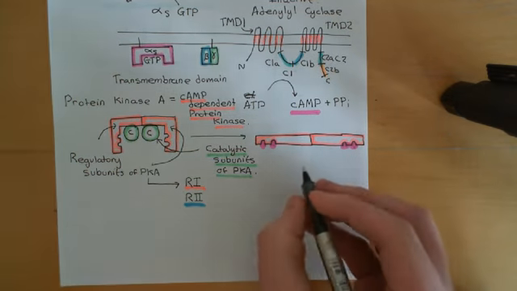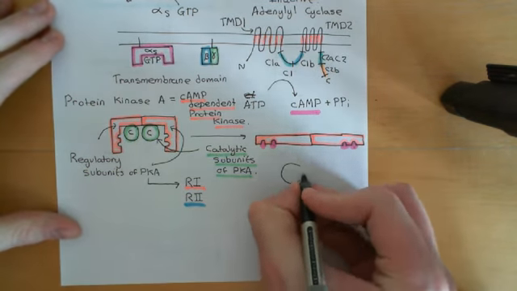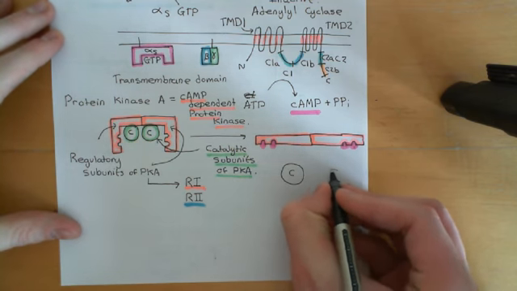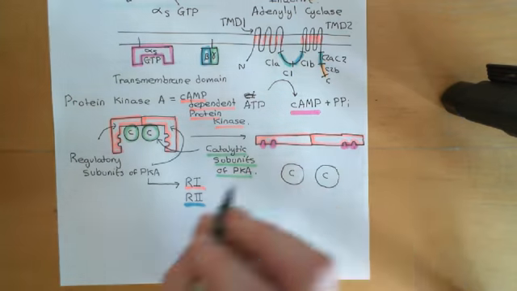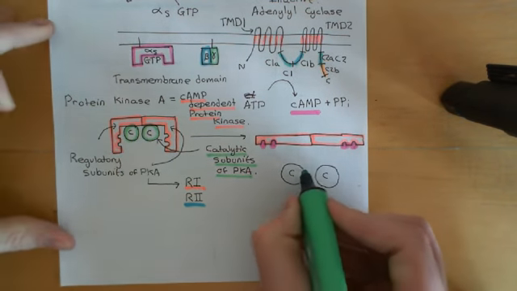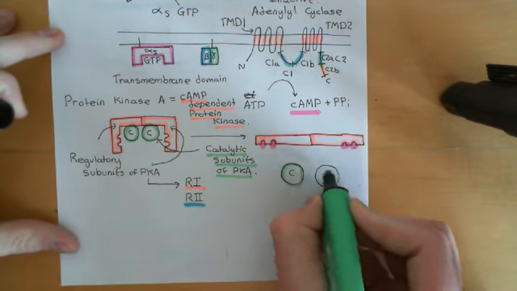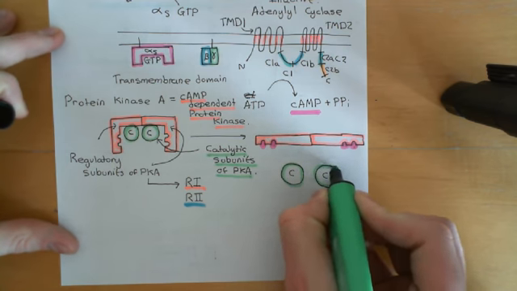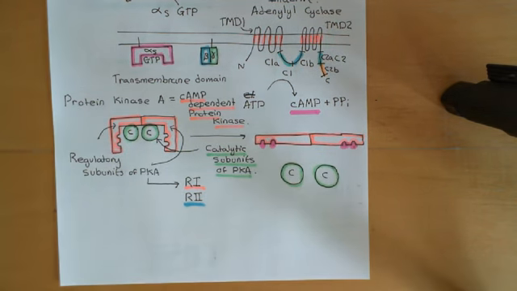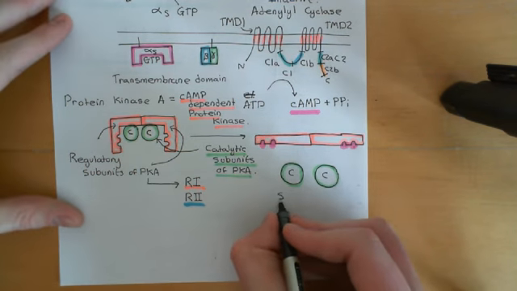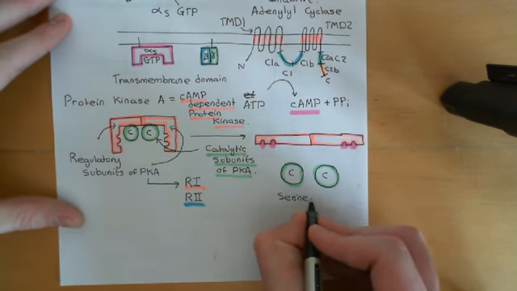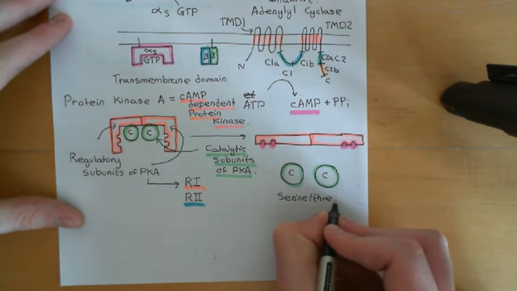That then releases the catalytic subunits from the regulatory subunits, and note the regulatory subunits still remain in their regulatory subunit dimer here, but they release the catalytic subunits, and each of these two catalytic subunits can then go on to phosphorylate serine and threonine residues within proteins. So these are now serine-threonine kinase enzymes.